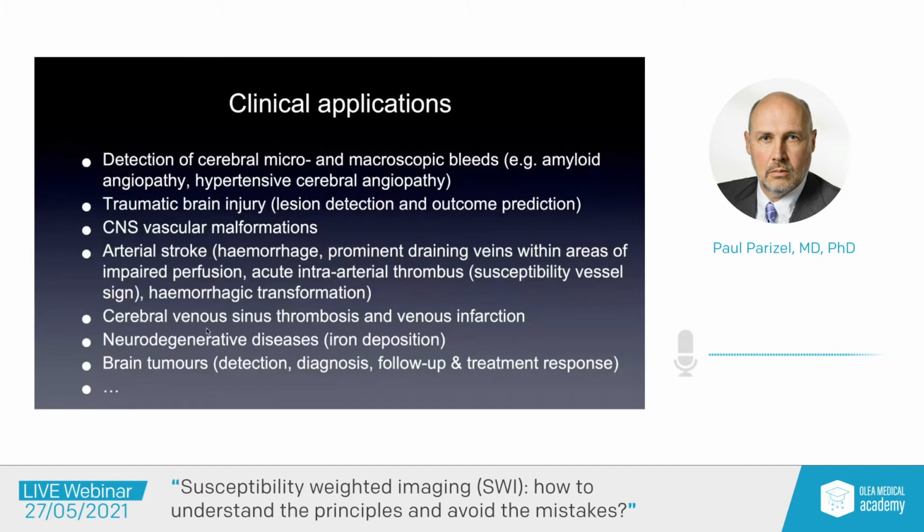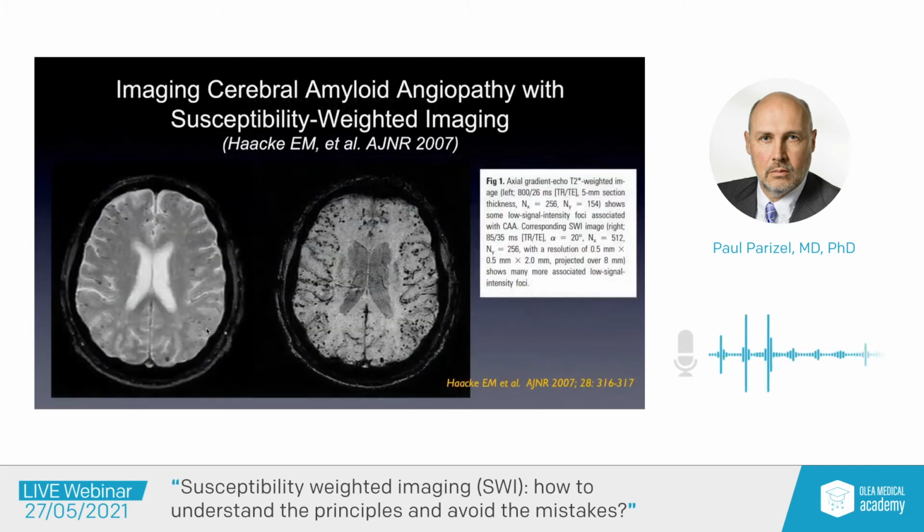Detection of hemorrhage, certainly. Traumatic brain injury, okay. Vascular malformations, arterial stroke, cerebral venous sinus thrombosis and venous infarction, neurodegenerative diseases to look for iron deposition, brain tumors to look for detection, diagnosis, and follow-up and treatment response. All of these applications, and it seems like every day or every month, there are new applications coming. So we're going to look at a few of these applications.